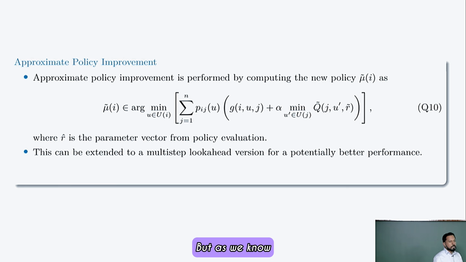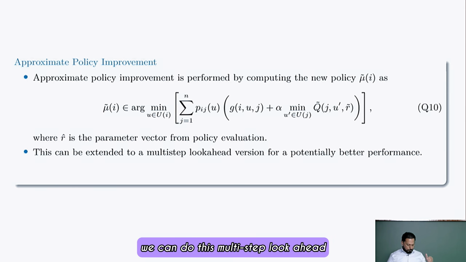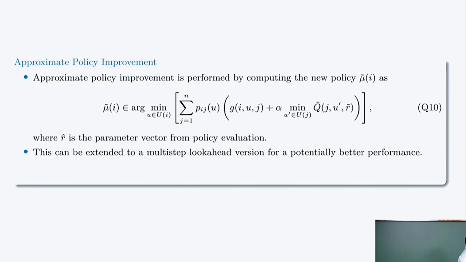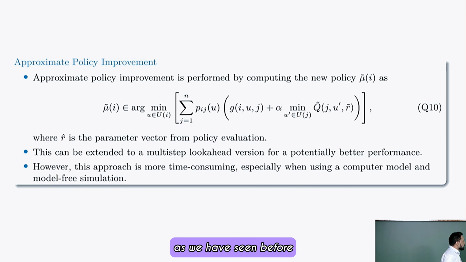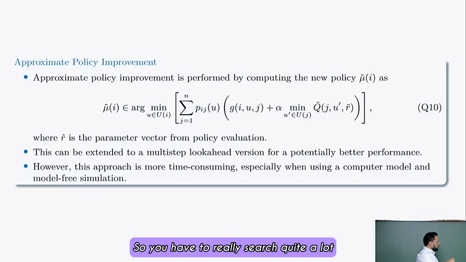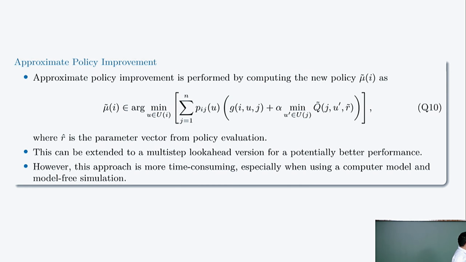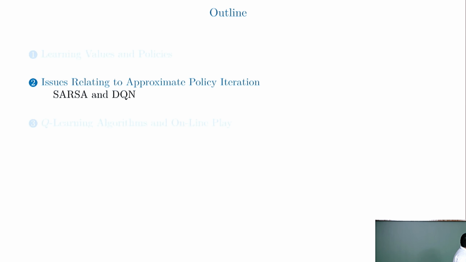But as we know, in the finite horizon case, we can do this multi-step look ahead. So basically, we not just explore I to J, but maybe J to K and so on. It's like 2-step or 3-step or more, and then look at the minimum of these. But of course, that is time consuming, as we have seen before. So you have to really search quite a lot for the multi-step case, right?